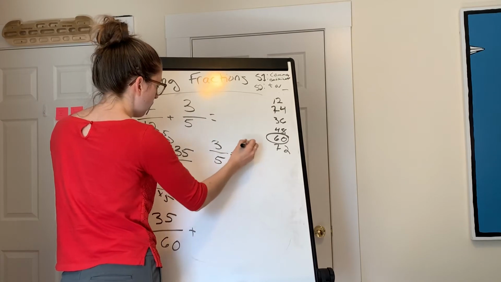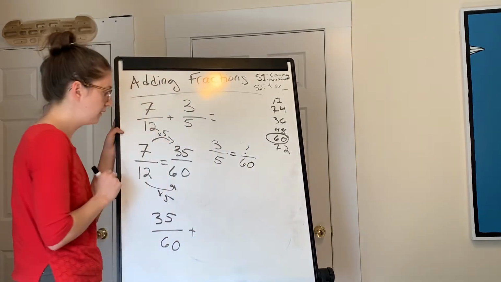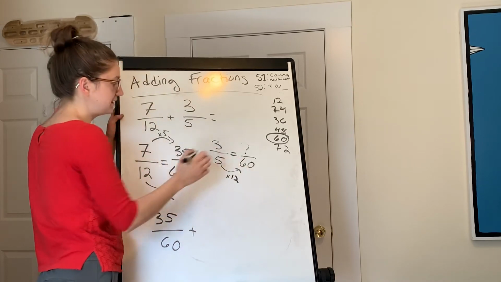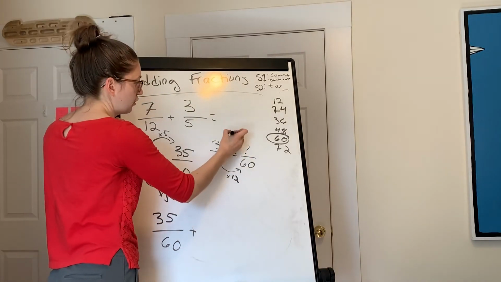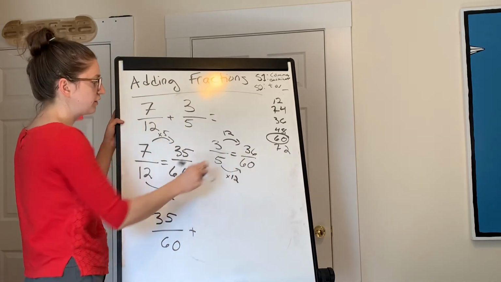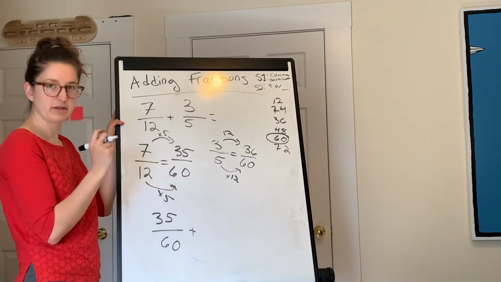Let's do this one. 3/5 is equal to what over 60? Same math facts, but backwards. 5 times 12 is 60. 3 times 12 is 36. So 36 over 60 is equivalent to 3 over 5.